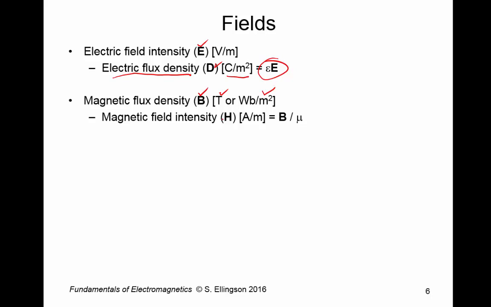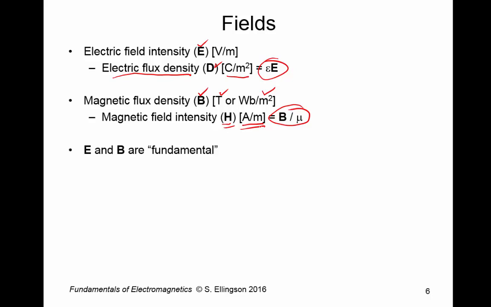Magnetic field intensity, H, is a very closely related idea. It's defined as the magnetic flux density divided by the permeability of the material in which this field exists. With a little math, you can find that this gives you units of amps per meter. Amps per meter. So again, it's a commingling of the idea of a magnetic flux density with the permeability of a material.